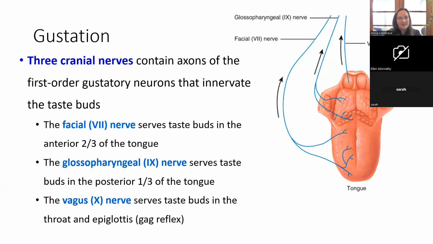So your sense of taste is going to be facilitated by 3 different cranial nerves. I mentioned the spinal nerves before that branch off of the spinal cord, but you also have 12 pairs of cranial nerves that branch off of the brain. 3 of them are going to be important in facilitating your sense of taste. Cranial nerves 7, 9, and 10 are going to be important for sending taste signals to the brain.